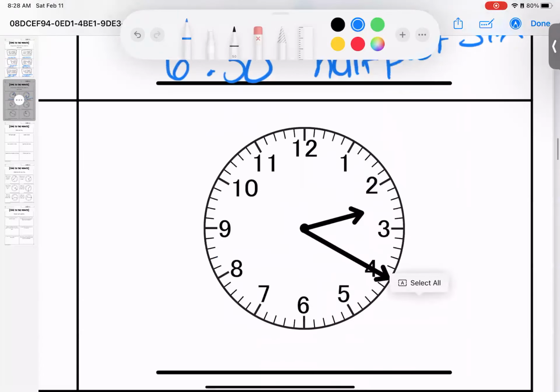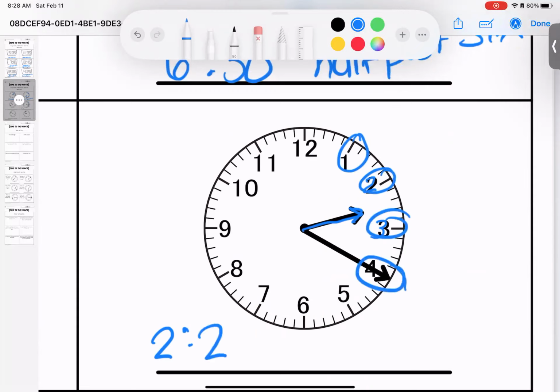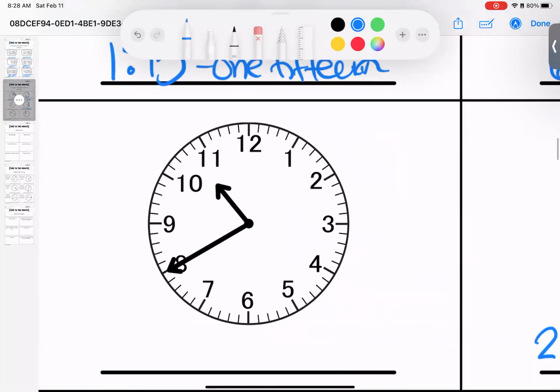Down here, my hour hand is after the 2, but not yet to the 3. So we're in the 2 o'clock hour. And which minute are we on? We have 5, 10, 15, 20. So 2:20, or two twenty. Popping over here. My hour hand is after the 10, but not quite till the 11.